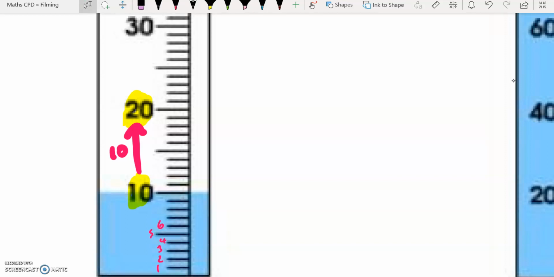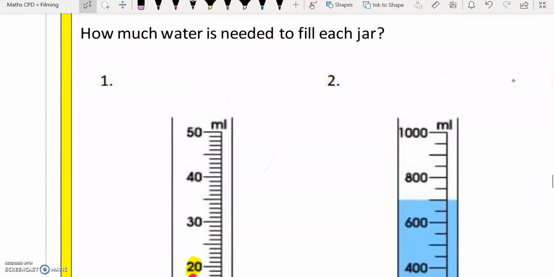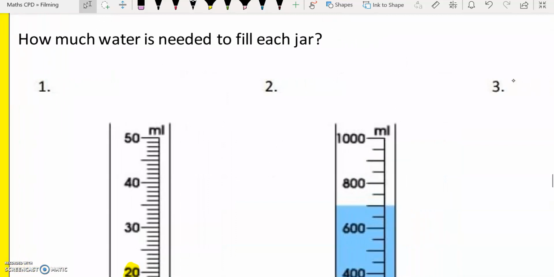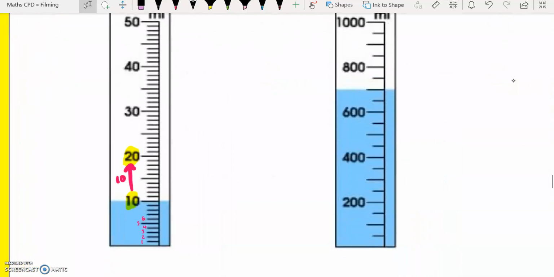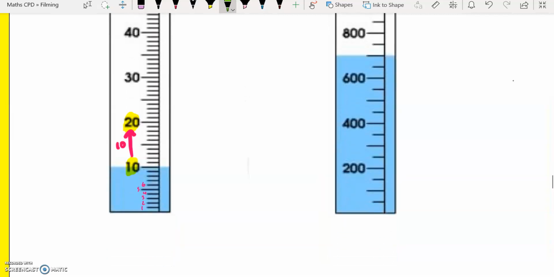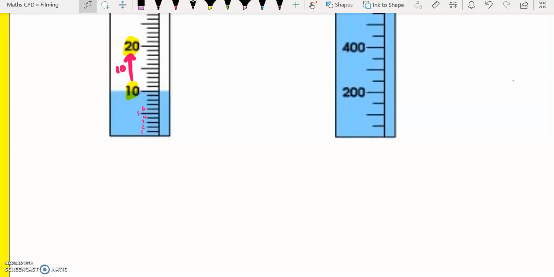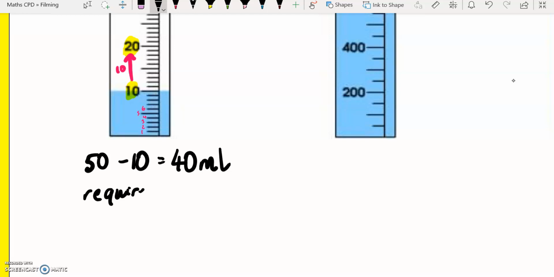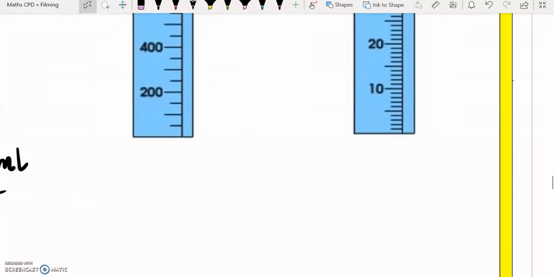Okay, so we want to figure out, what is it asking? It's asking how much water is needed to fill the jar. So we are currently at 10 and we want to get all the way up to 50. So how much water do we need? We would need 50 subtract 10, that's going to become 40, and it's going to be millilitres required. Next one.